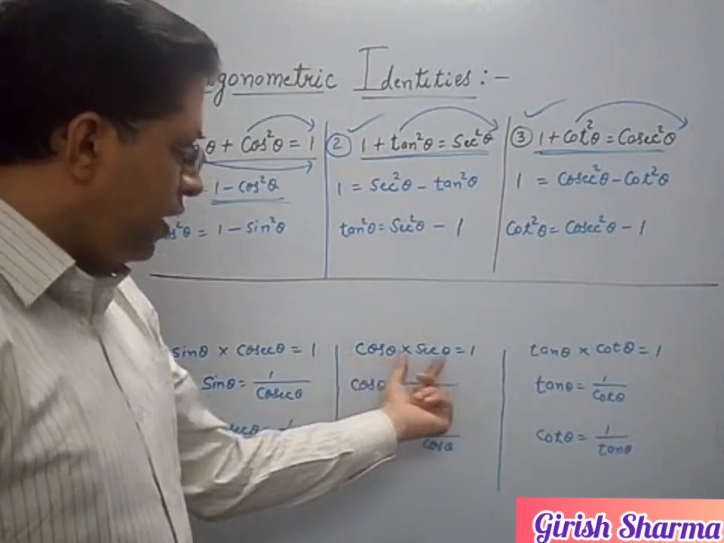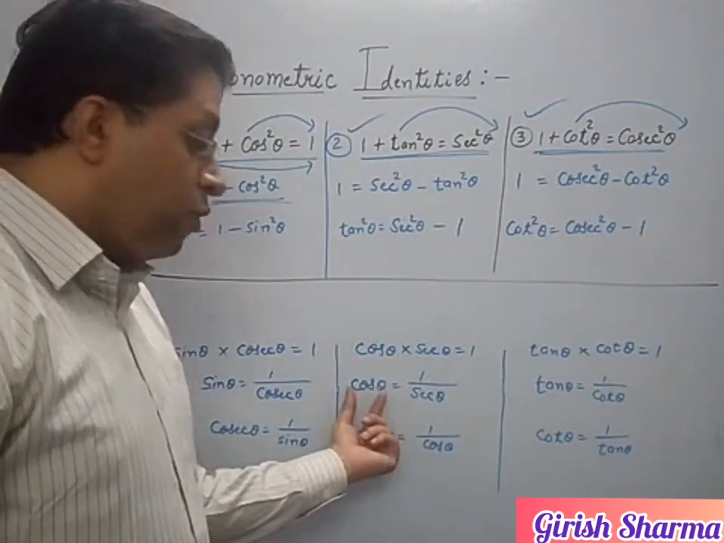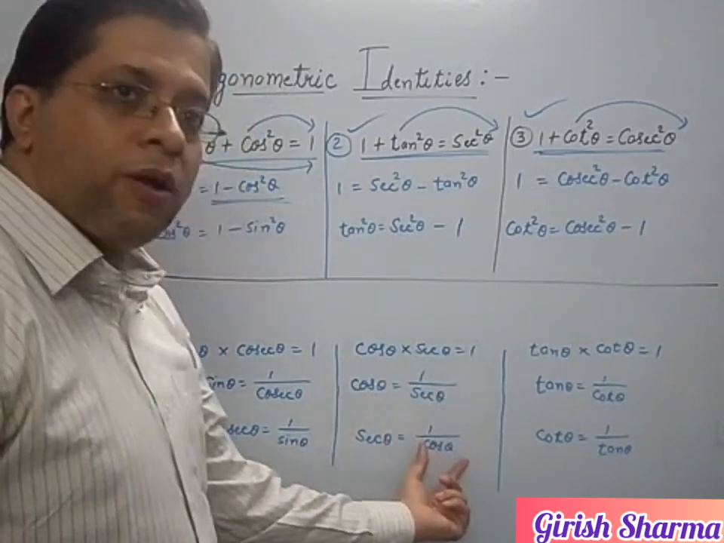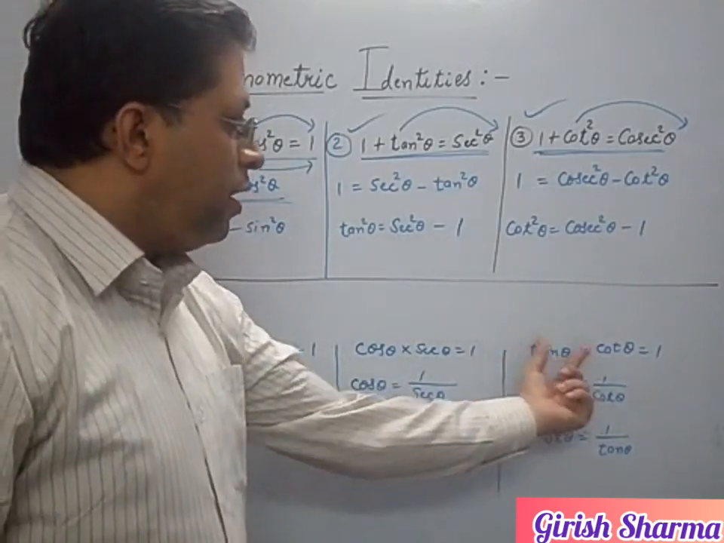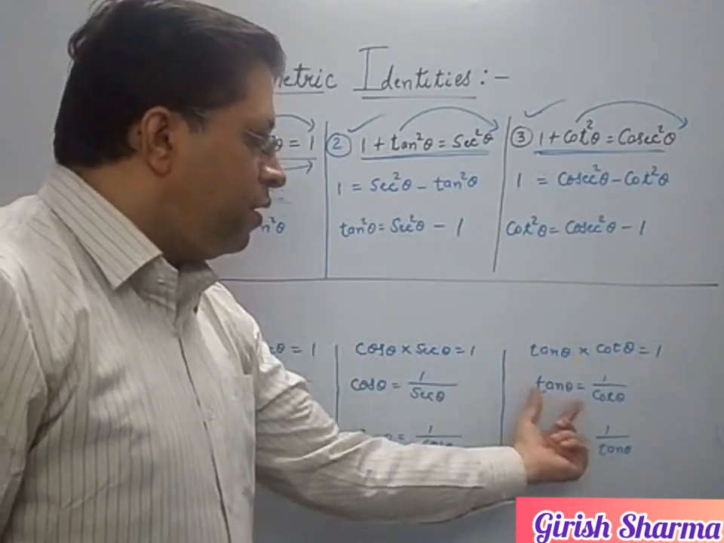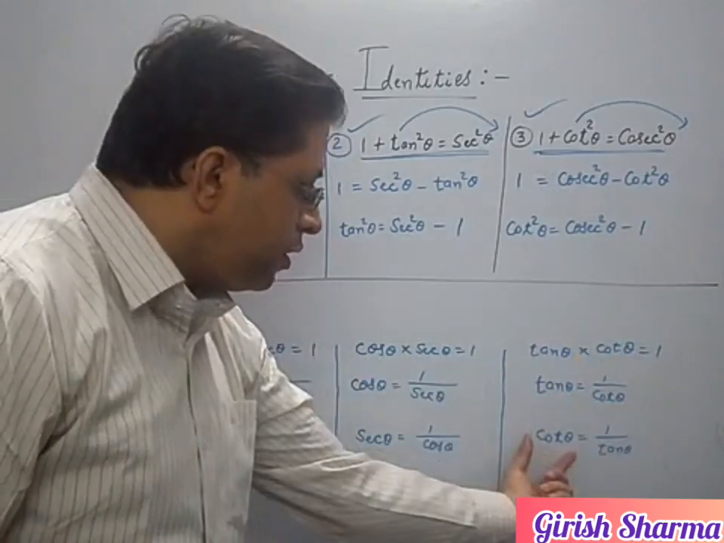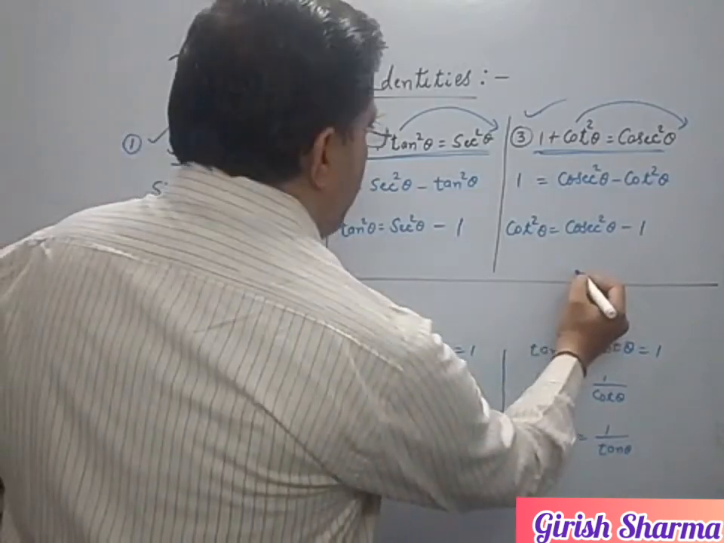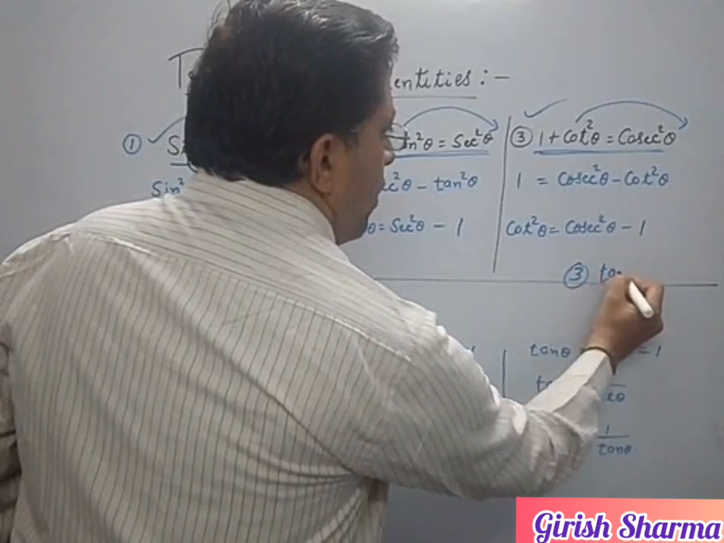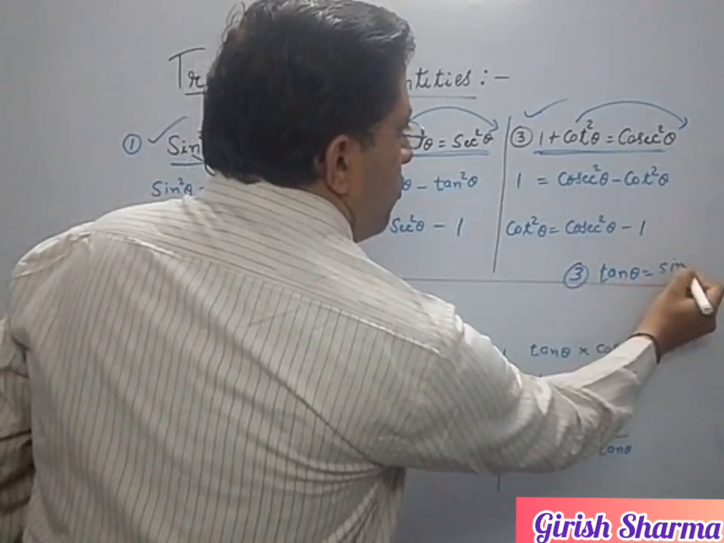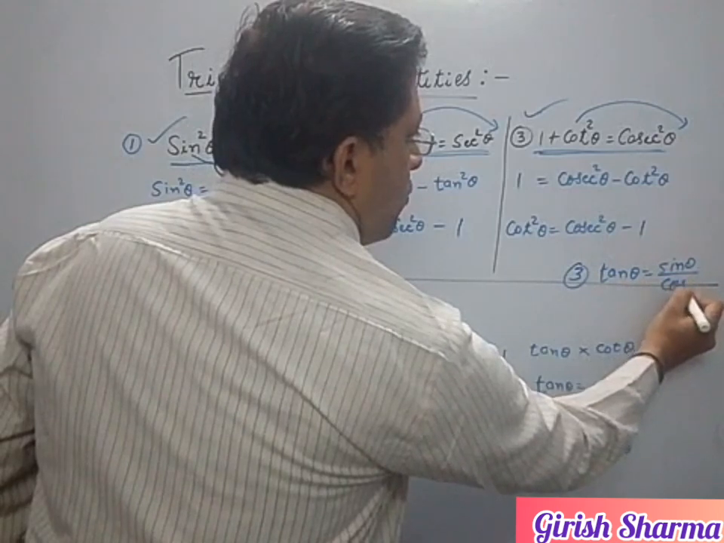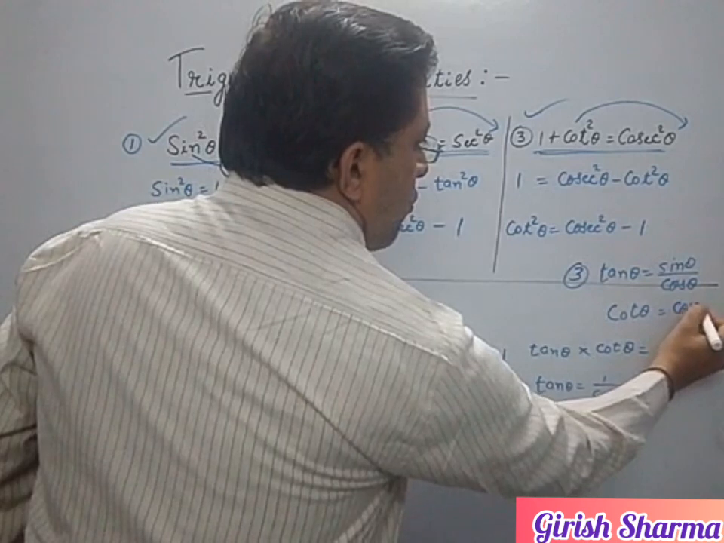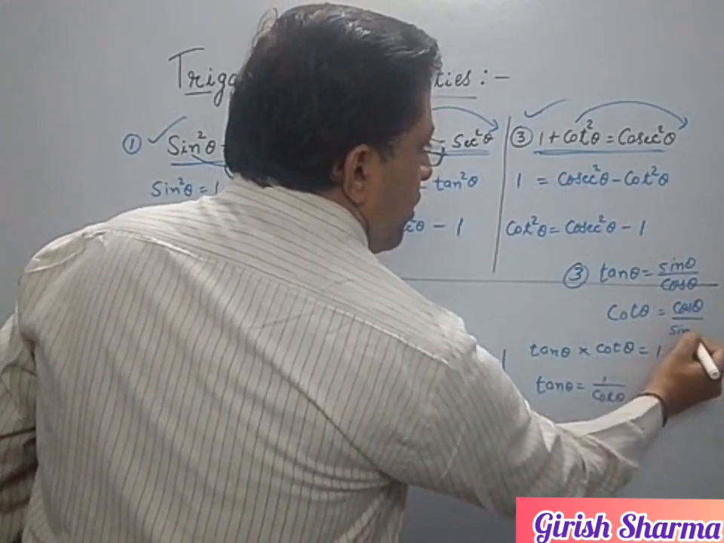Similarly, cos θ × sec θ = 1, so cos θ = 1/sec θ, and sec θ = 1/cos θ. tan θ × cot θ = 1, so tan θ = 1/cot θ, and cot θ = 1/tan θ. And one more thing, we know that tan θ = sin θ/cos θ, and cot θ = cos θ/sin θ.